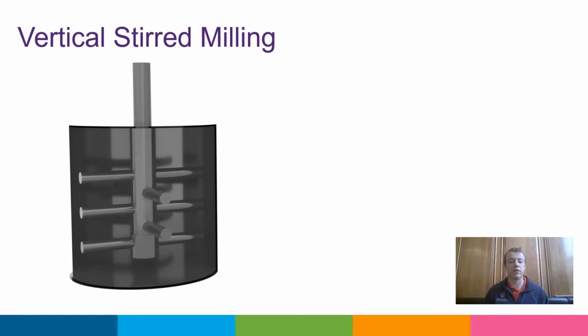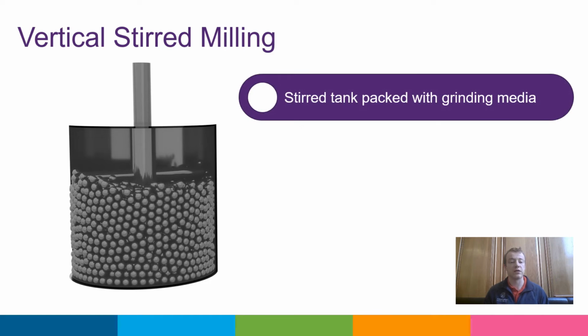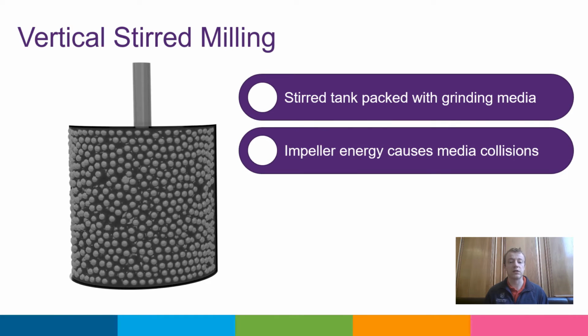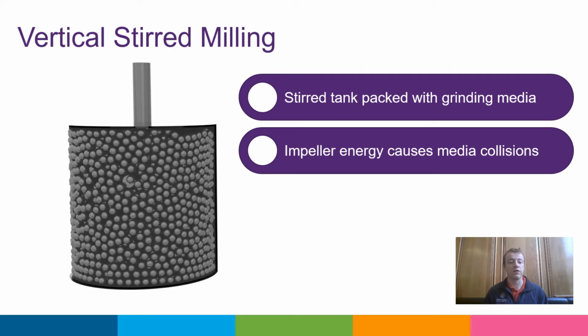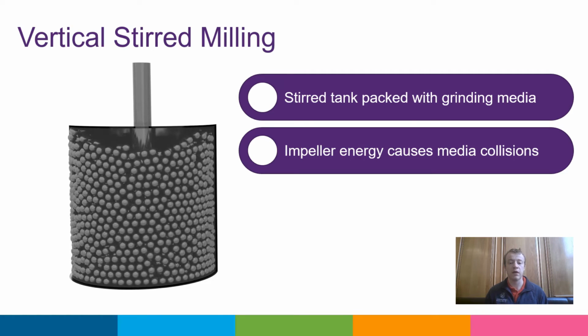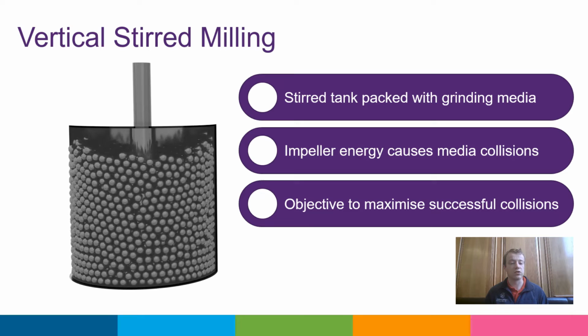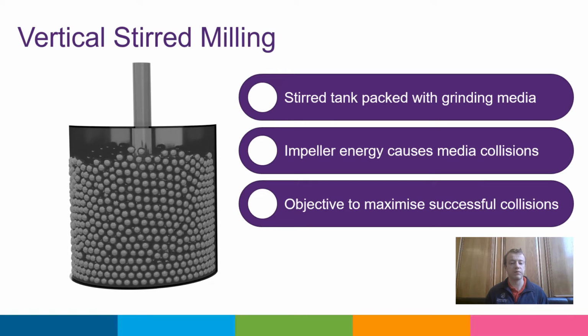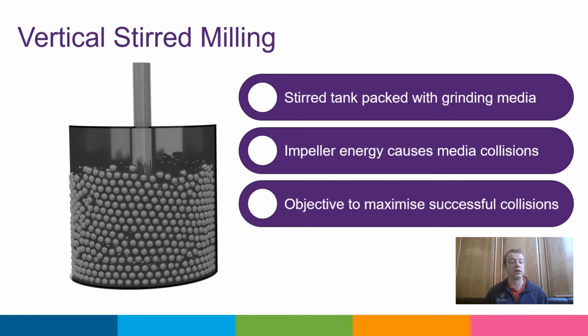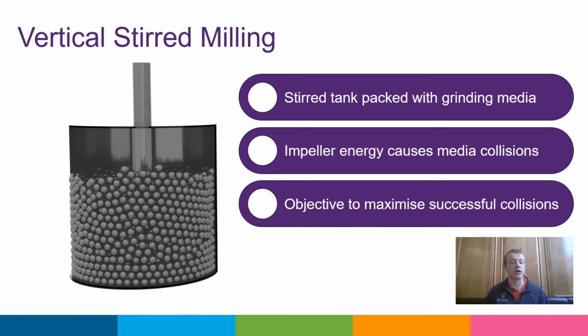Vertical milling involves packing a stirred tank with thousands of grinding media beads and then passing through either a powder or, more commonly, a slurry between the voids. Once the mill is switched on, the energy from the impeller causes collisions between the media, hopefully with enough force to break down the particulate material within the slurry. It is important to be able to control the collisions between the media to maximise the number of fruitful collisions and to get the particulate material down to the desired specification size.